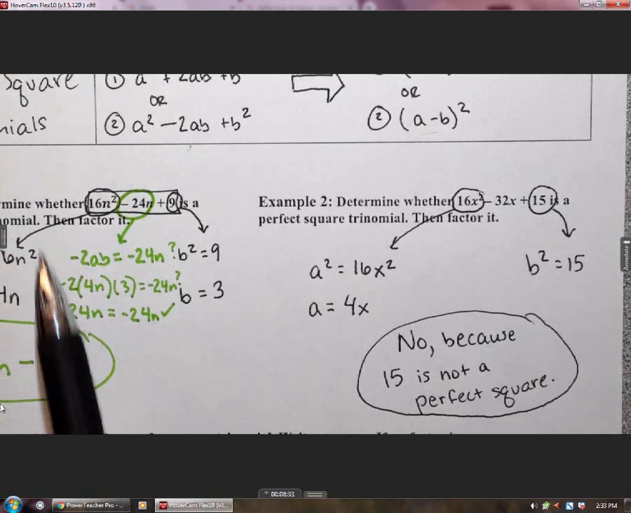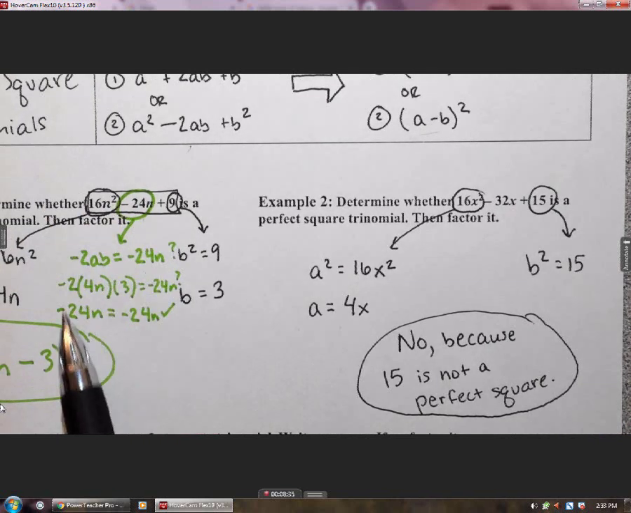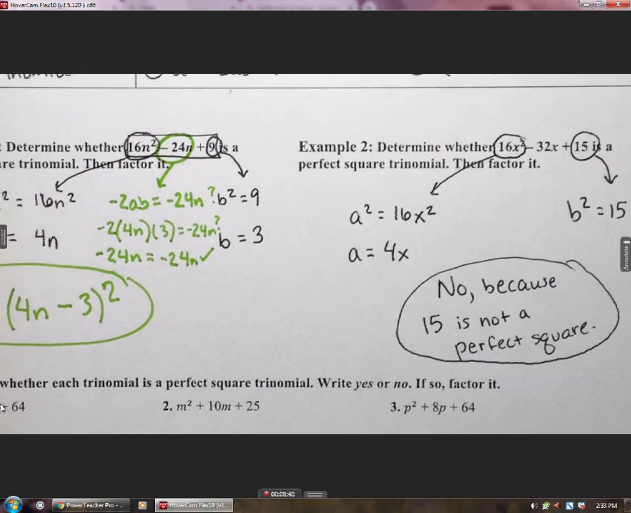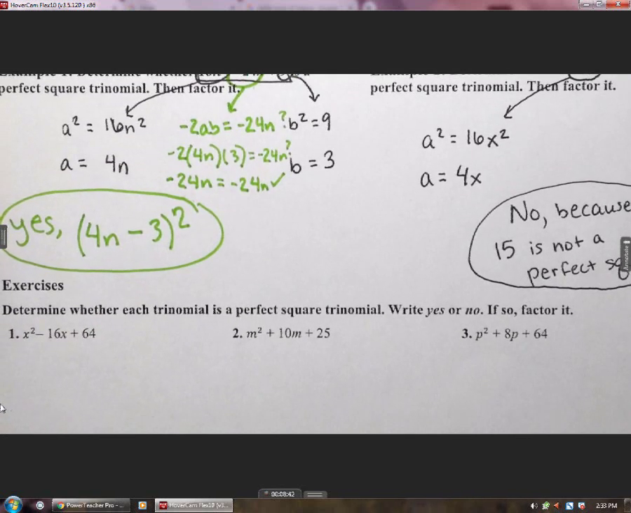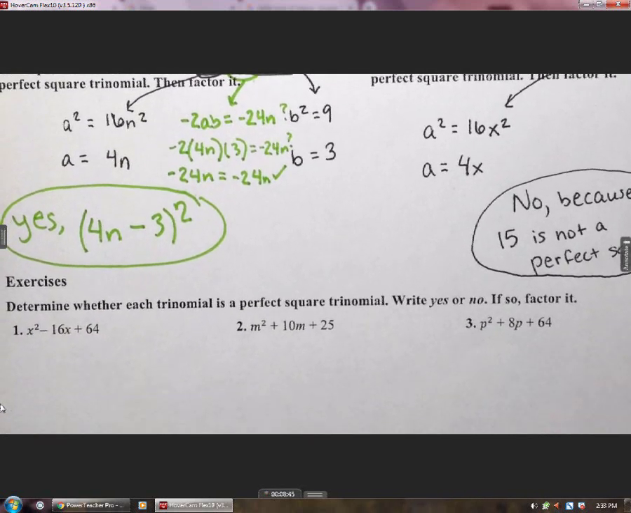Well, 32 doesn't have to be. 24 is not. It just has to match that middle form. Okay, 3 more examples. Write all 3 of these down. We're going to do all 3 of these.